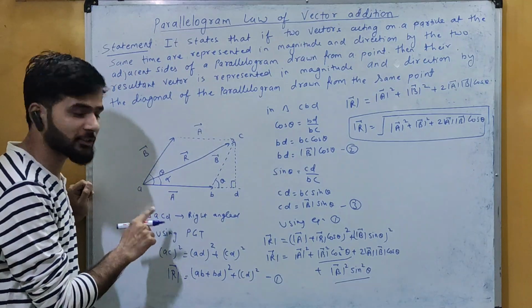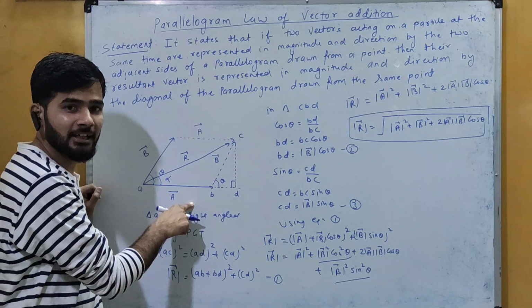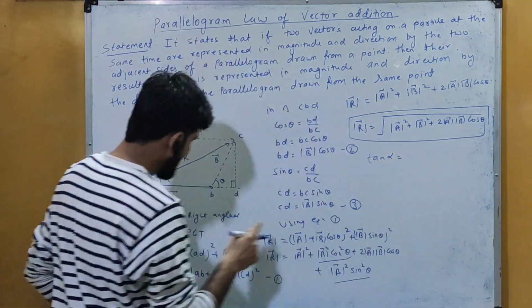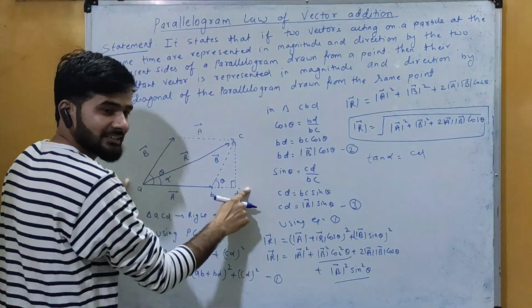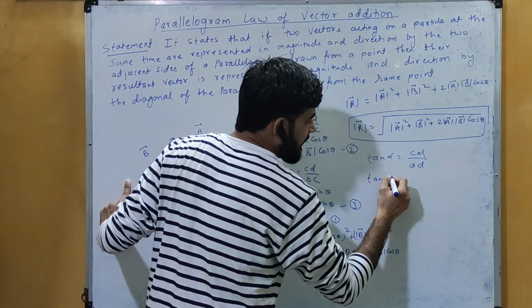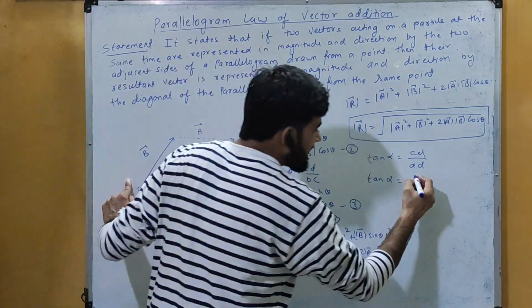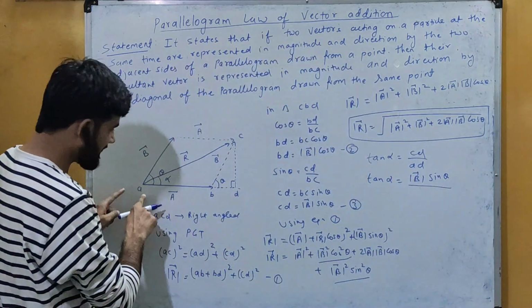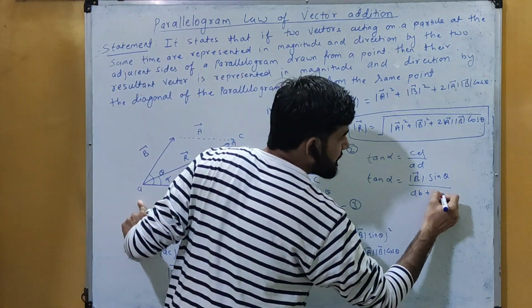So for direction, I have assumed that this resultant R is making an angle of alpha with the vector A. So here, in order to find direction, I can simply use tan alpha. This tan alpha is equal to perpendicular upon base. So this perpendicular here I have CD and this base is AD. Okay, now this CD we have already found, CD is equal to B sin theta. So I can write here B sin theta upon AD. Now this AD is equal to AB plus BD. So I can write it as AB plus BD.